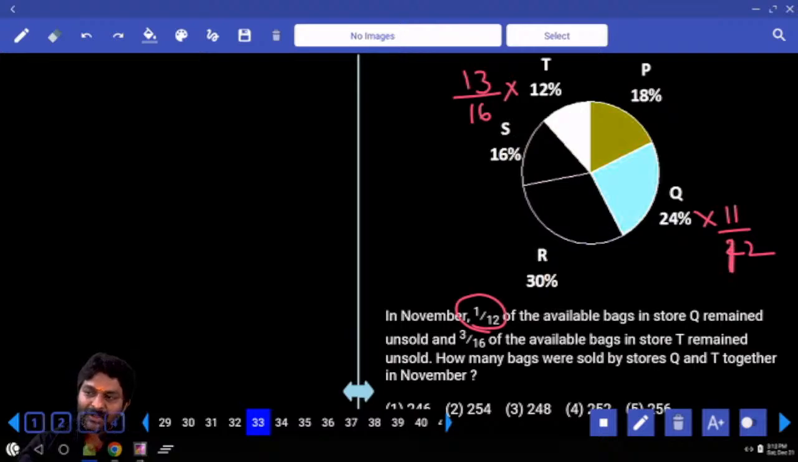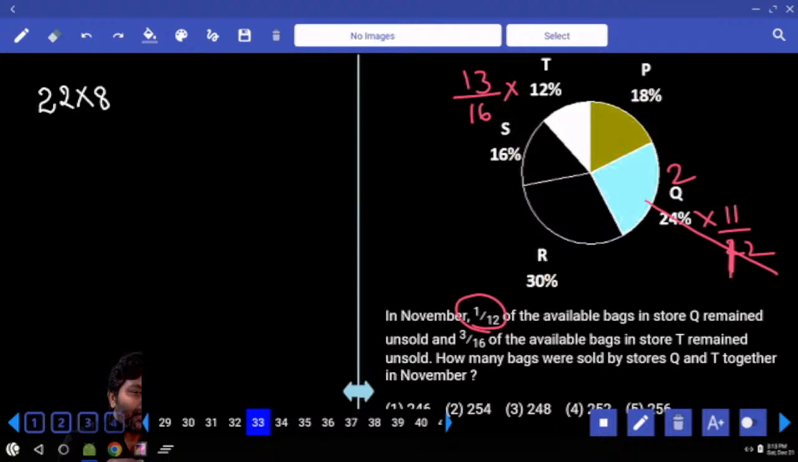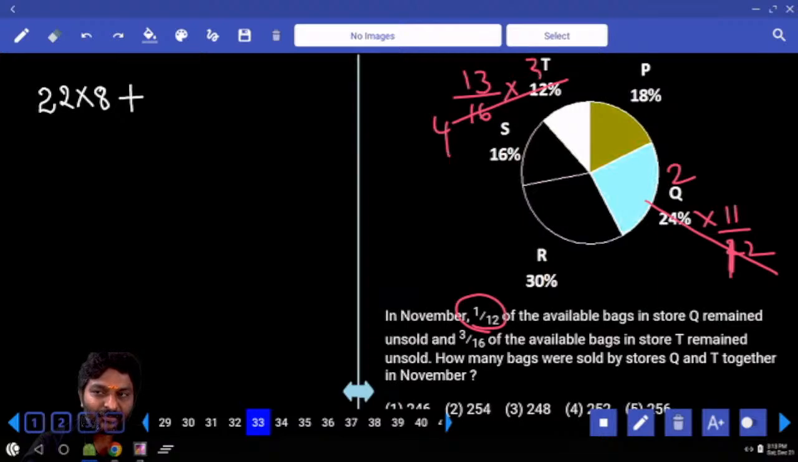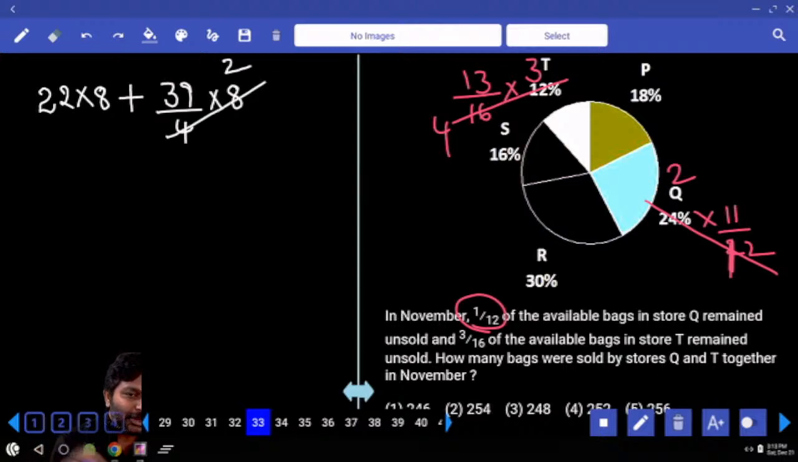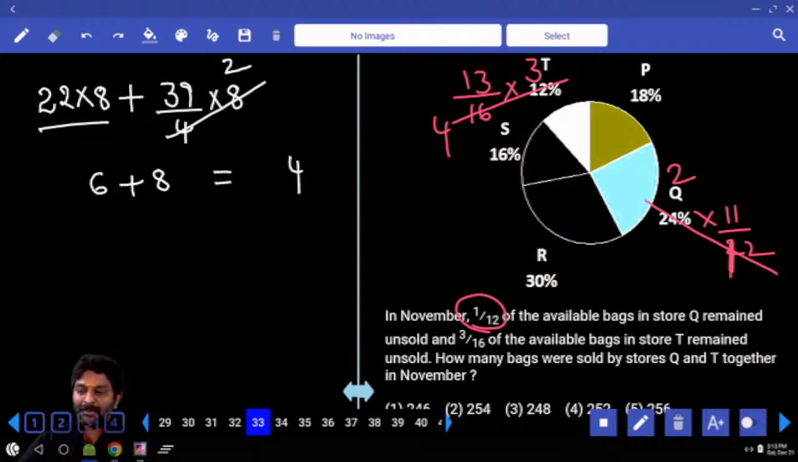So it is clearly 11/12, right? 11/12. 12 2 times, 2 into 11, 22%, in the sense 22 into 8 times, and here 4 times, 4 3 times, 13/4 into 3, which is 39/4, 1% value, 4 2 times. First number ends with 6, other number ends with 8, sum should end with 4. How many options? Only one, second final.